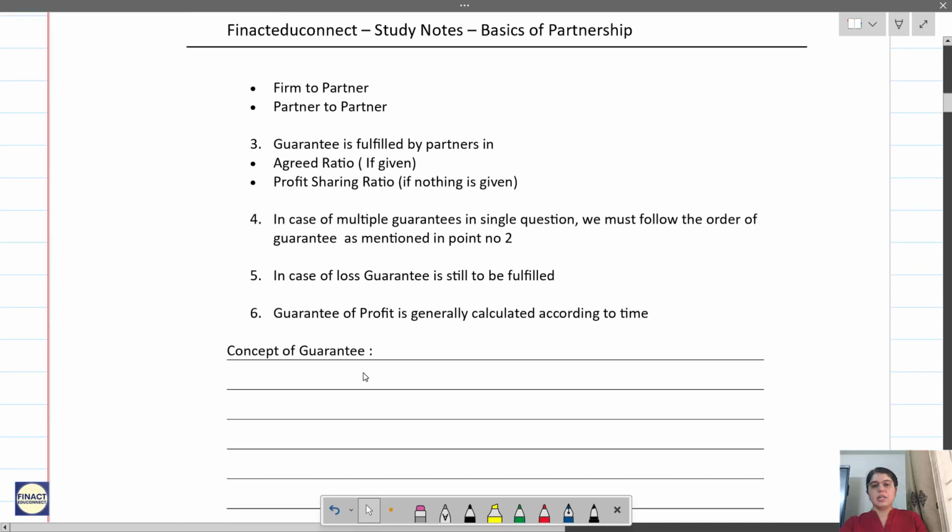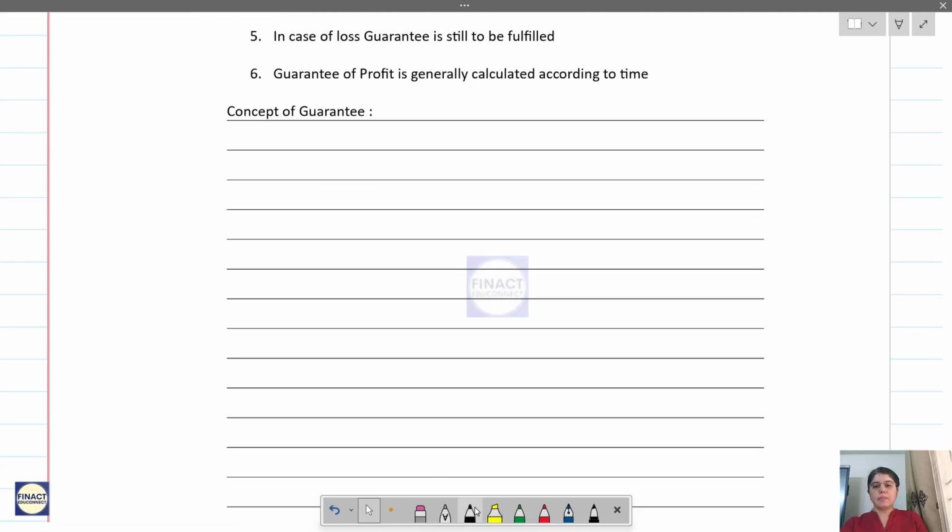Also, what happens in case the company is going into loss? In case the company is in loss, what happens? We will solve some examples, you will understand what happens. Still, you have to give the guarantee. Still, you have to give whatever has been promised. You have to give it to the partner. We will solve some examples now. It will cover all that.